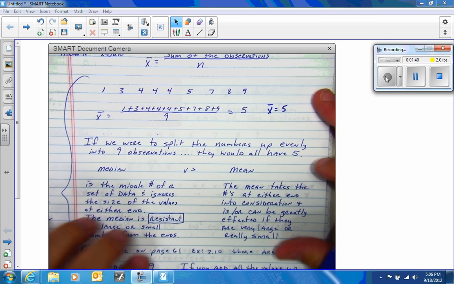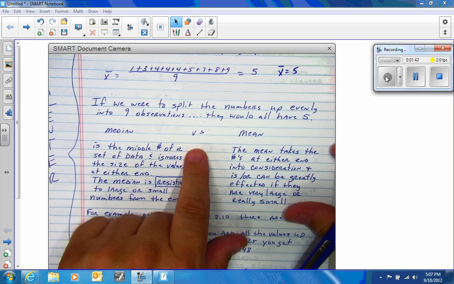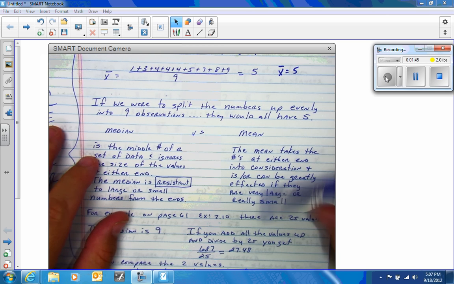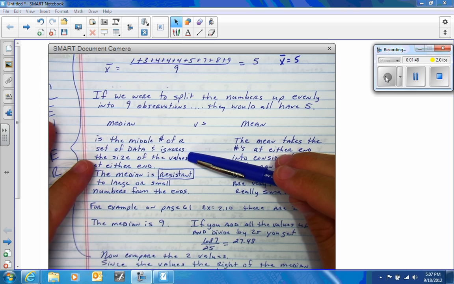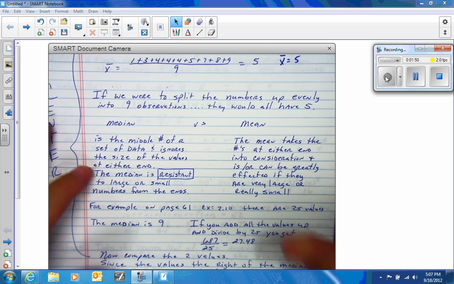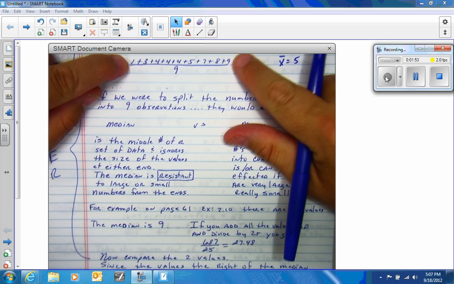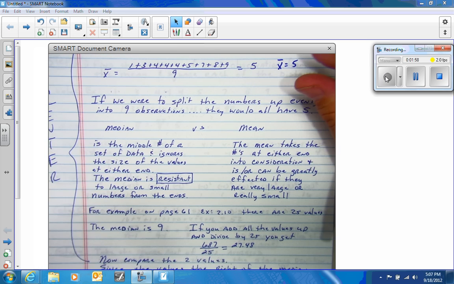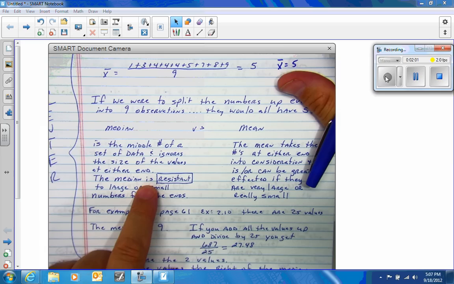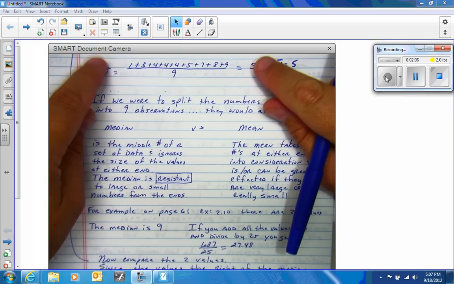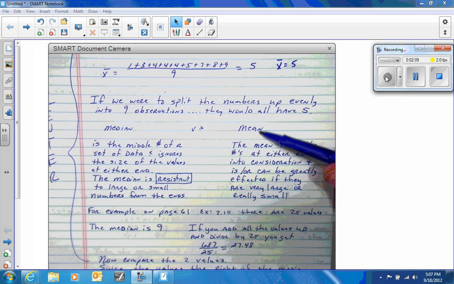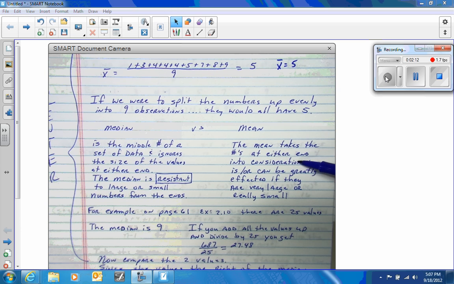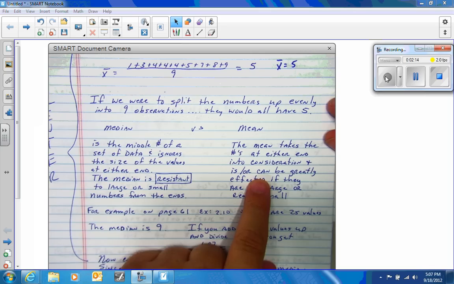Now, what we're going to talk about is median versus the mean. The median is the middle number of a set of data, and it ignores the values at either end. So for instance, 1 might be really small, 9 might be really large, but the median is going to ignore those two and still give you the middle number. The median is what we say is resistant to large or small numbers from either end of the data. Now the mean takes the numbers at either end into consideration and can be greatly affected if they are very large or really small.